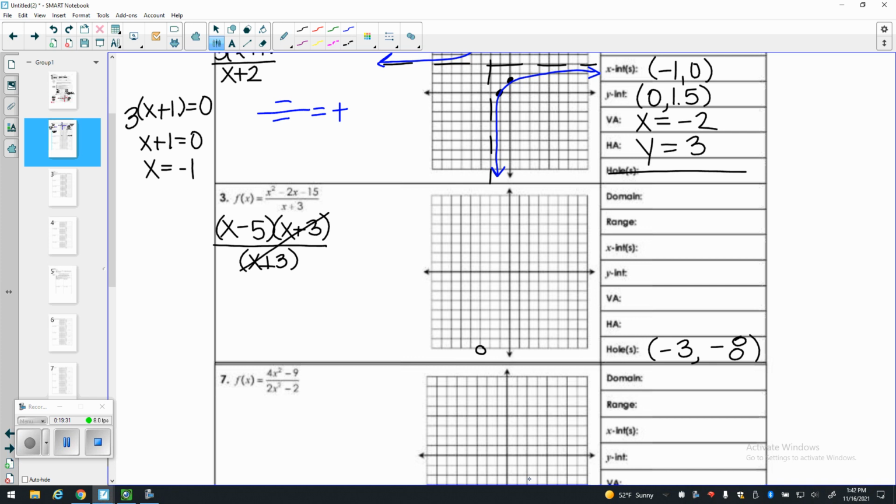Now, kiddos, what's left over? It's just x minus 5, right? If I ask you to graph x minus 5, can you do it? How do you graph it? What's your y-intercept? -5, because it's just a linear line. And what's my slope? 1.